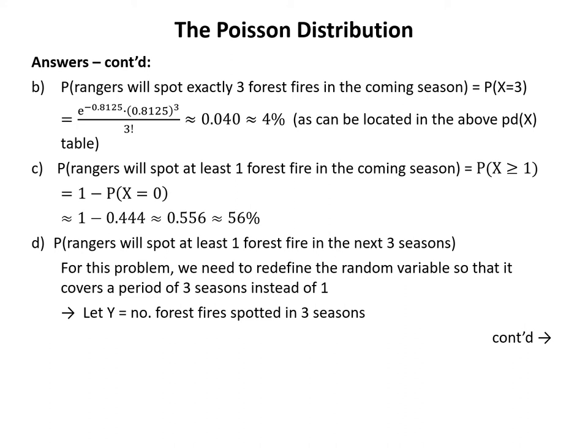In part D, we're asked to find the probability that rangers will spot at least one forest fire in the next three seasons. Now, for this particular problem, we do need to redefine the random variable so that it covers the relevant period here, which is three seasons instead of one. That's because the lambda value that we have is for one season. So we've got to be careful here. So what we do is we start by defining a new random variable. We'll call it Y here. So we say let Y equal the number of forest fires spotted in three seasons.